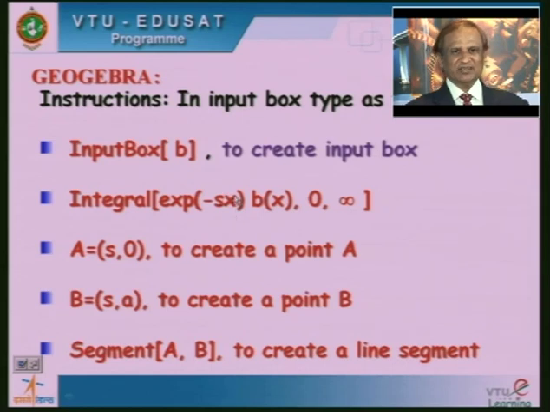Here x is a dummy variable. Instead of using t, here I have written x. So, e to the power minus s into x, is it clear, into b of x. b of x means in the input box you can type any function. Suppose it is t, it becomes e to the power minus s into x into x, is it clear. So, I want to integrate this function from the limits 0 to infinity. If I type a command like this in GeoGebra, this command will integrate the function between the limits 0 to infinity, is it clear.